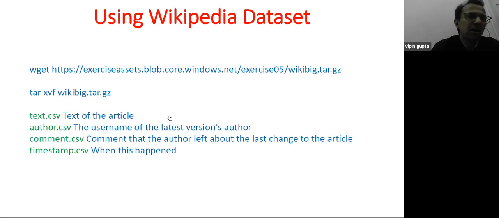There is one command, tar xvf, extract verbose from file. That means this command is used to unzip the file. So in my case, I downloaded this, then I ran this command. What happened? Those 4 files were available. This one tag is the text, and this one.